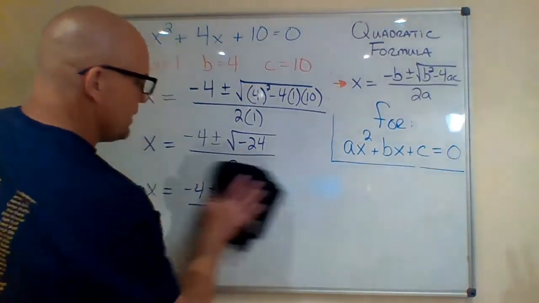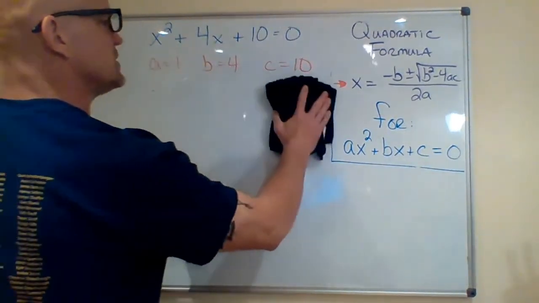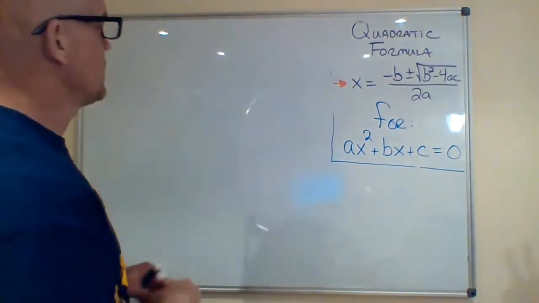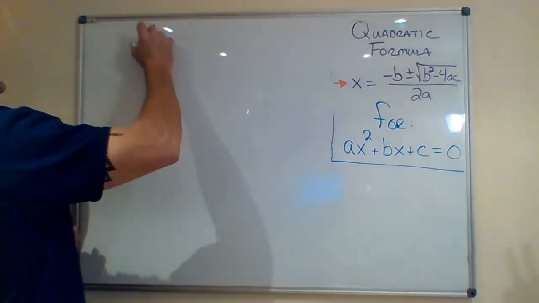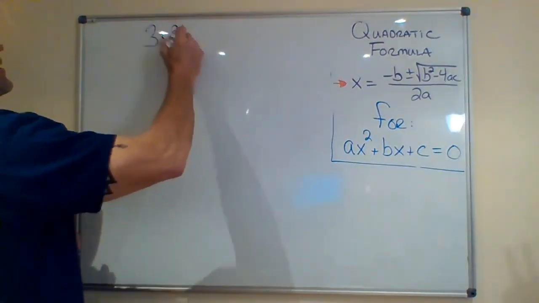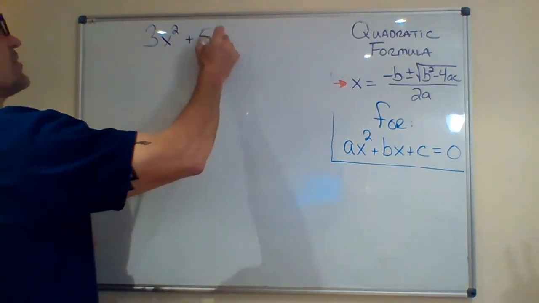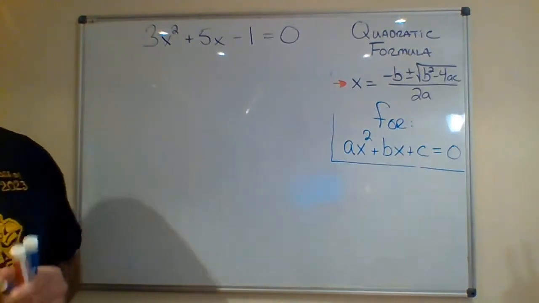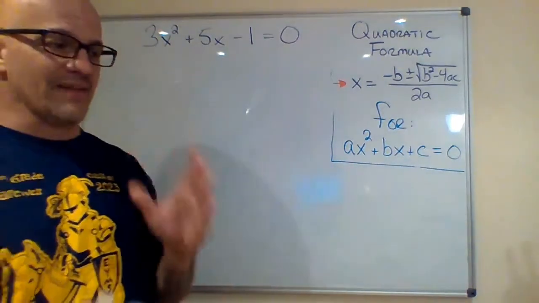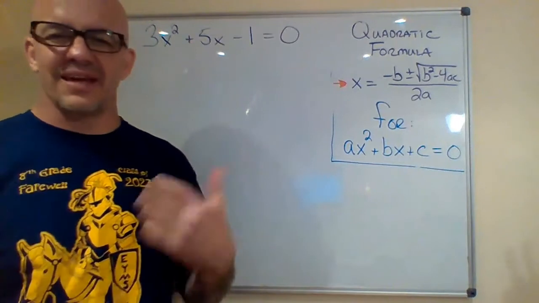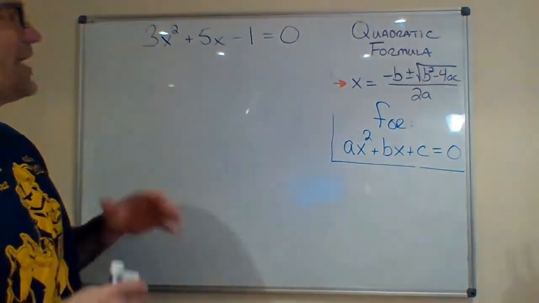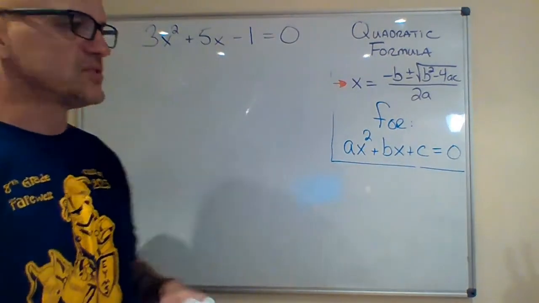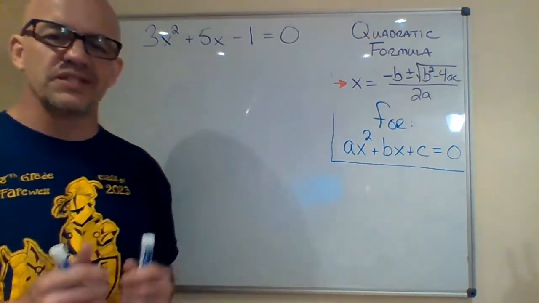Let's do one that has a coefficient in front of the x squared that is not 1. So let's do something like 3x squared plus 5x minus 1 equals 0. The first thing here is trying to factor it. You'd have to have like a 3x and an x out front. You'd be getting into that whole mess of stuff. So that's not fun. Completing the square, you'd have to divide by 3. You're going to start getting some ugly stuff. So again, this is where the quadratic formula really shines.